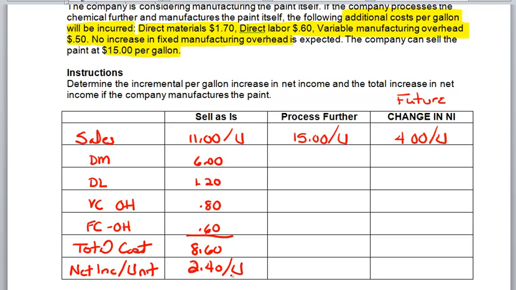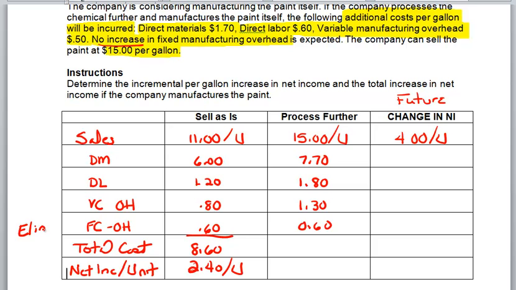They tell us if we do this additional process, direct materials will be additional $1.70, so $6 plus $1.70 would be $7.70. Direct labor, we would add 60 cents to our already $1.20, so that would be $1.80. For variable overhead, we'd add 50 cents, 80 cents plus 50, it's $1.30. There is no increase, so this is still 60 cents.